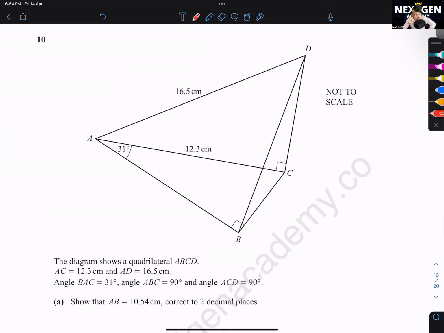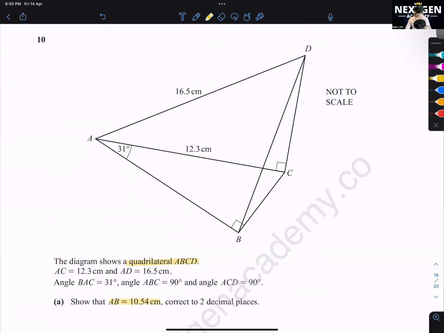All right. The diagram shows a quadrilateral ABCD. Okay, if you realize, this is not a 3D shape. They say it's a quadrilateral ABCD. They never say it's a 3D shape. AC is 12.3 cm. AD is 16.5. Angle BAC is 31 degrees. Angle ABC is 90. ACD is 90. Show that AB is equal to 10.54 cm, correct to 2 dp.